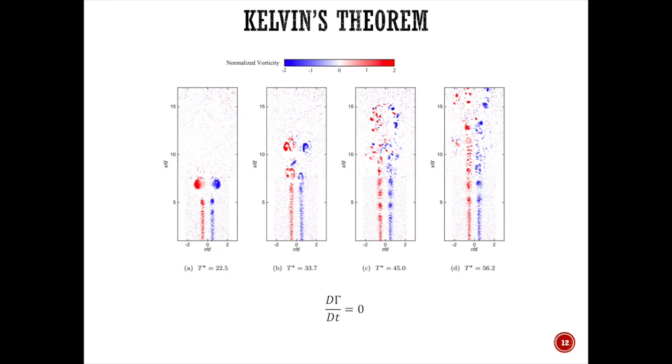The first thing that we need to do is look into what is called Kelvin's theorem. Kelvin's theorem states that the total or net change in circulation as a function of time should be zero. Okay, so what this means is that the circulation should be constant. Here is an example of a jet being ejected out of a nozzle.